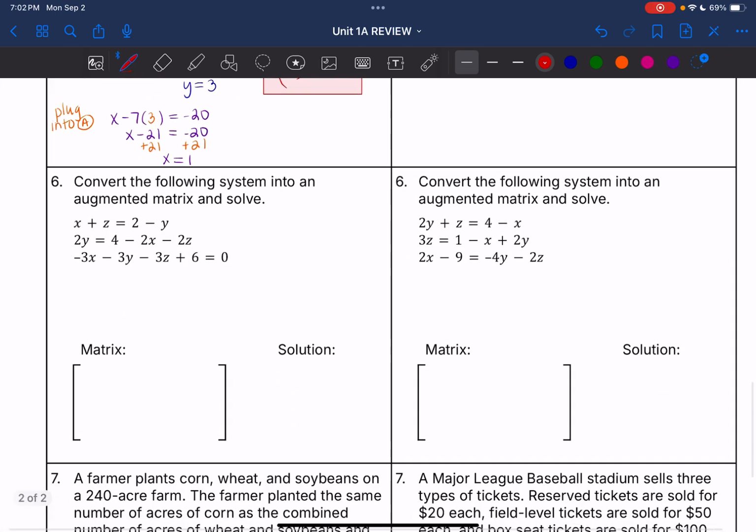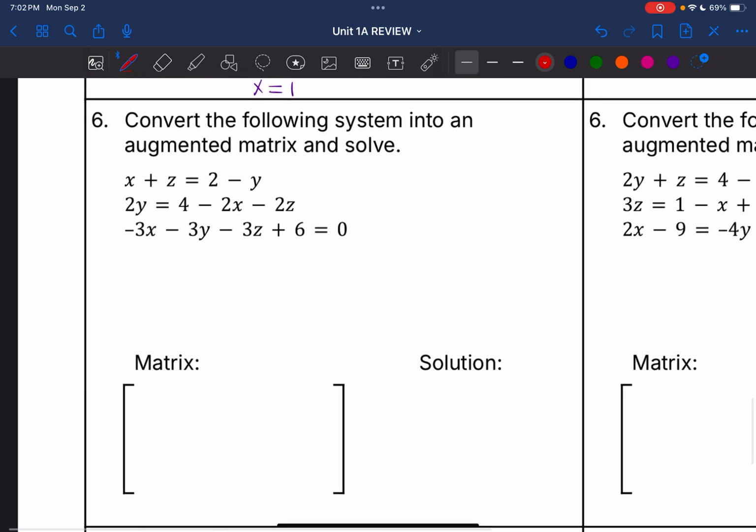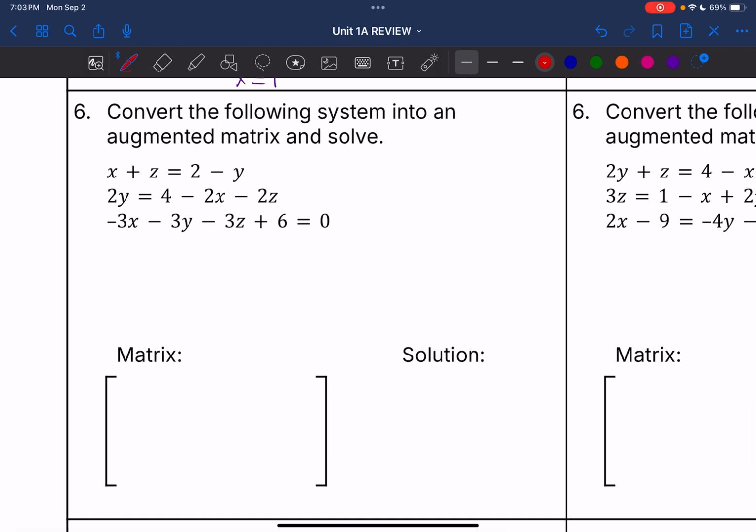Okay, number 6. Convert the following system into an augmented matrix and solve. So in order to write an augmented matrix, all of your equations have to be in standard form, meaning that all of them are in the form x plus y plus z equals a number. So looking at these equations, none of them are set up correctly yet, but we can fix them. So I'm going to call this equation 1, equation 2, equation 3.